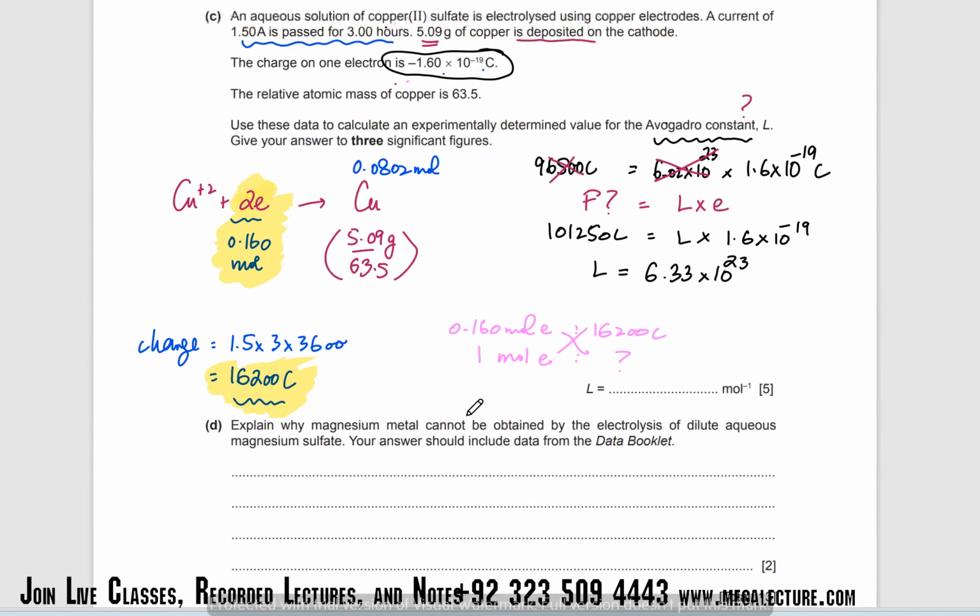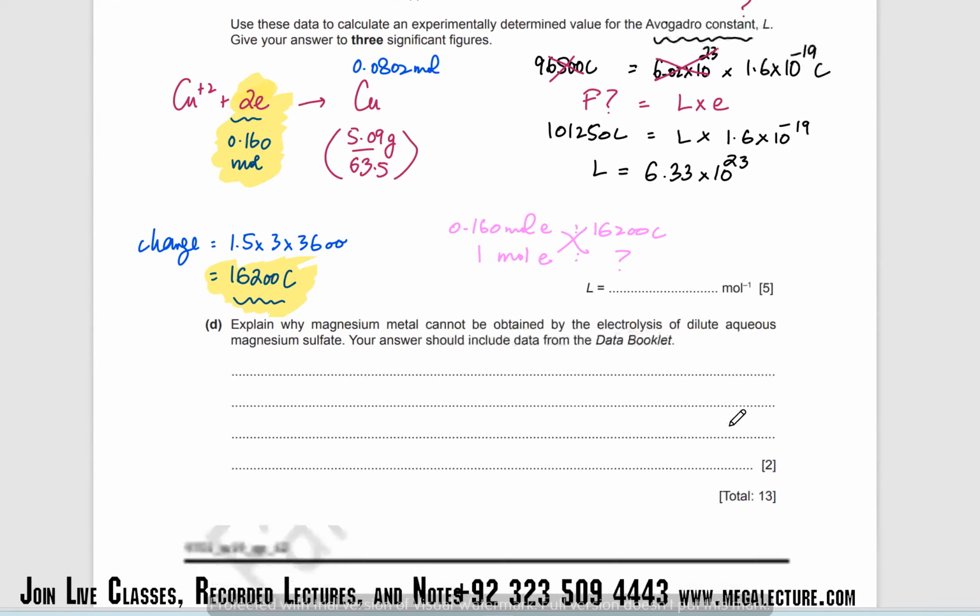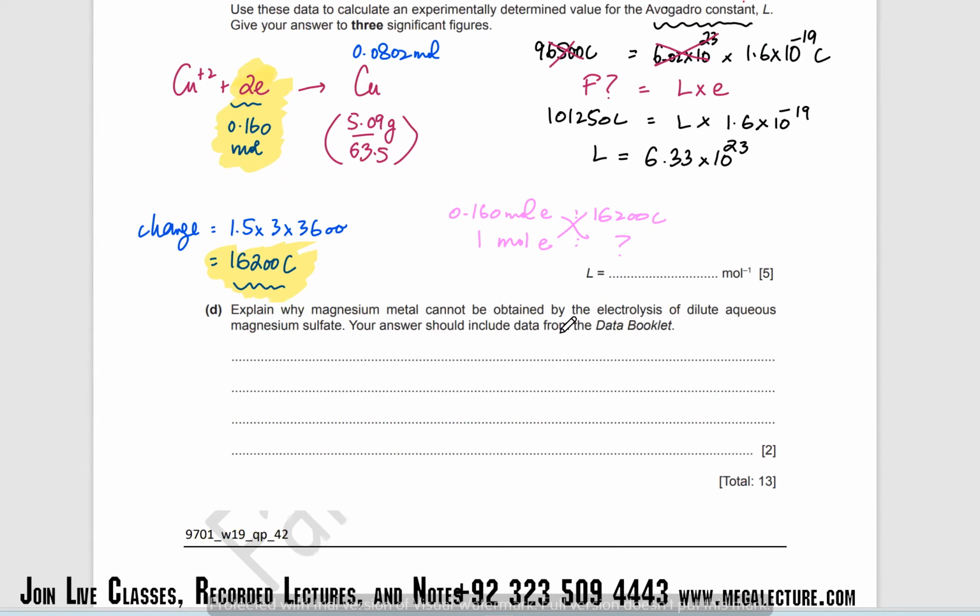The next one: explain why magnesium metal cannot be obtained by the electrolysis of dilute aqueous magnesium sulfate. Your answer should include... let's just do the full electrolysis. Aqueous magnesium sulfate: at the cathode will be magnesium ions and at the anode will be sulfate ions. Positive cathode ions, negative anode ions, right? And water is going to be present on both sides.